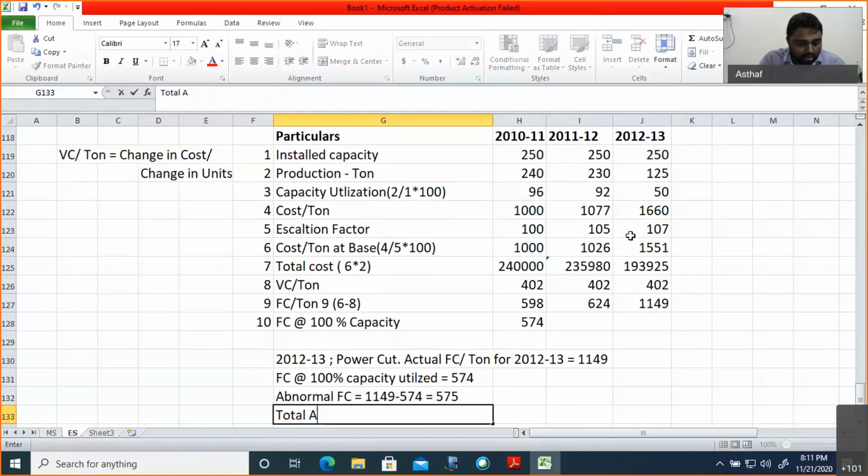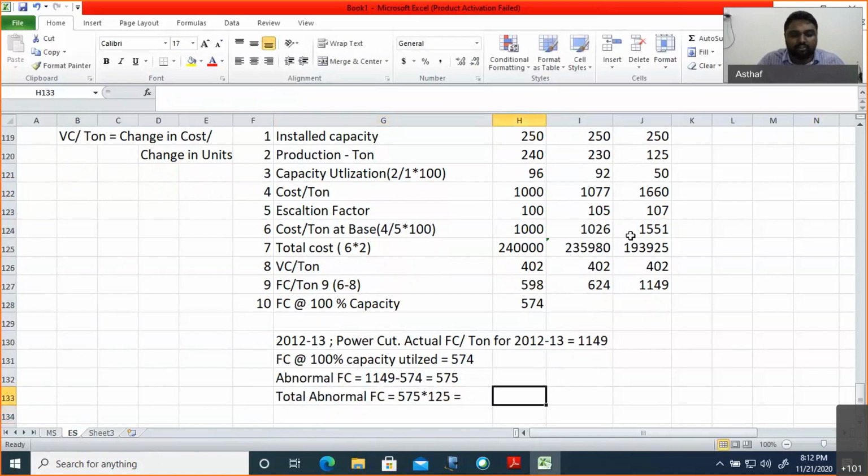So what is the total abnormal fixed cost? 575 into 125, which is the production we have. So 575 into 125, which will be 71,875. So my dear friends, you can take your own time and copy.